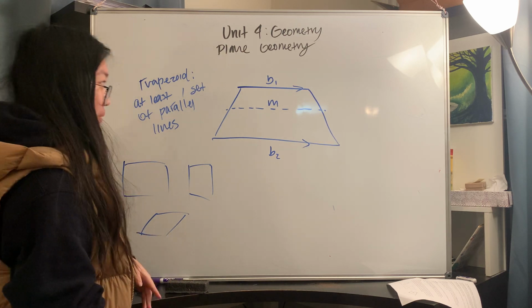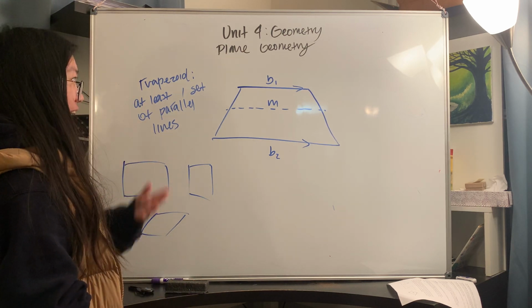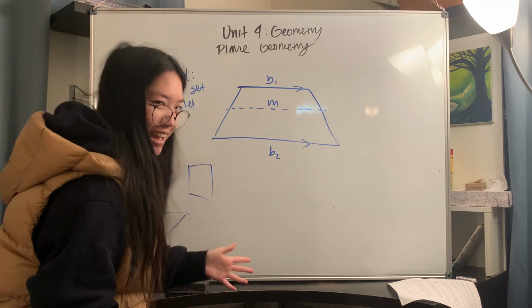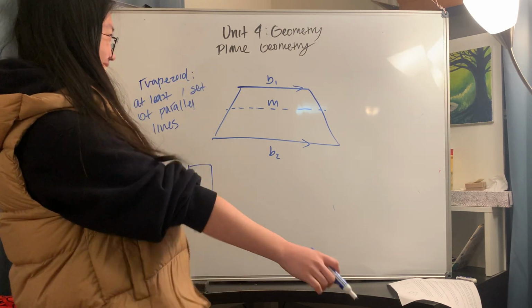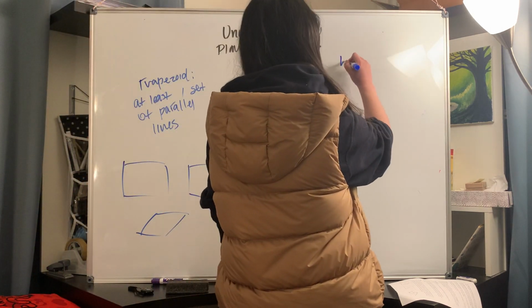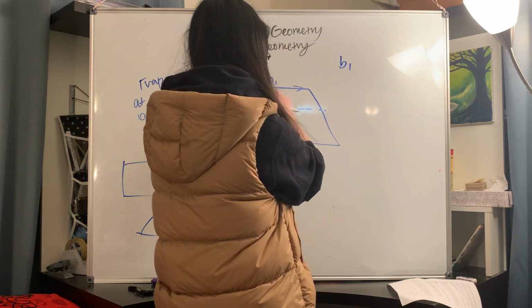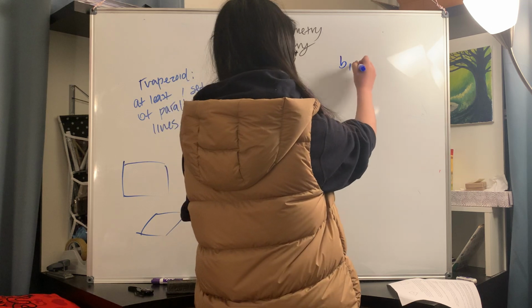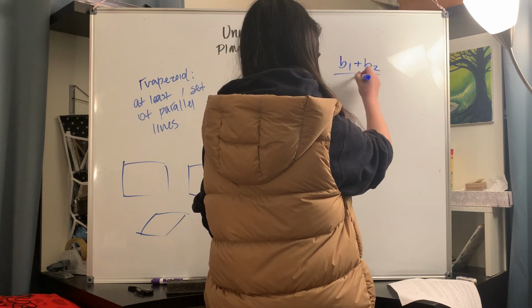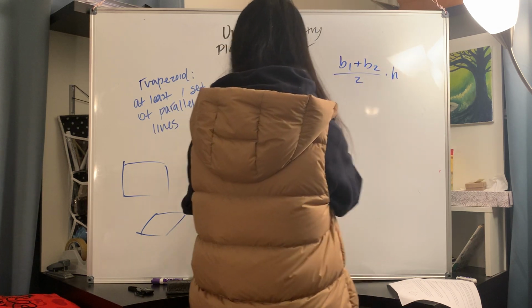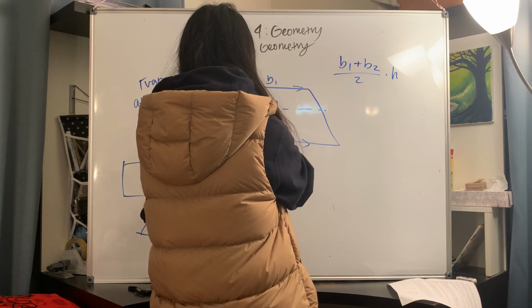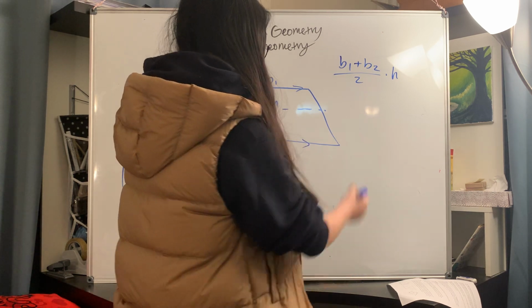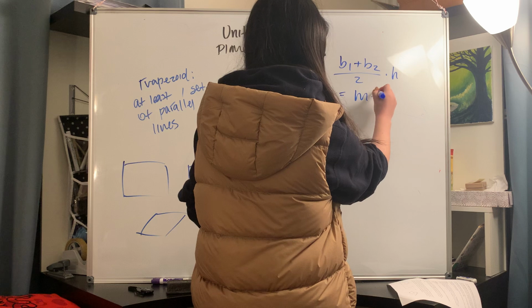The trapezoid area formula is this. B1, or base, so the two parallel lines are called the trapezoid's bases. B1 plus B2 divided by 2 times h, where h is the height. This is also equal to m times h.